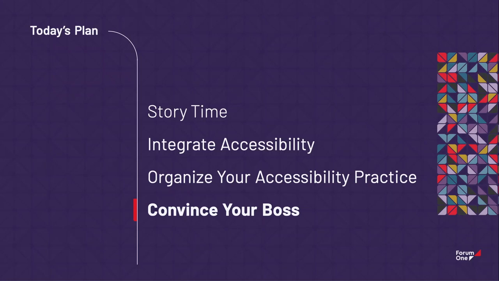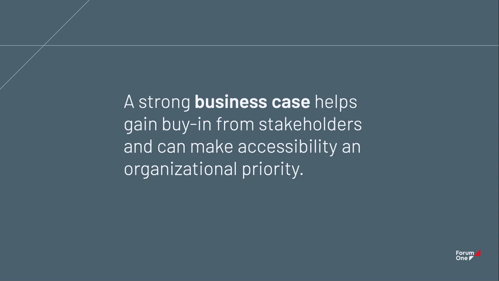Okay, so the last little bit: how to convince your boss. I originally had this as how to sway the CEO or whatever, but on the GovCon website I had a section on how to convince your boss that you can come here, so I thought I could use that as well. So basically, you want to develop a strong business case and prove to the people how important accessibility is, and why it's important that it be an organization-wide goal.